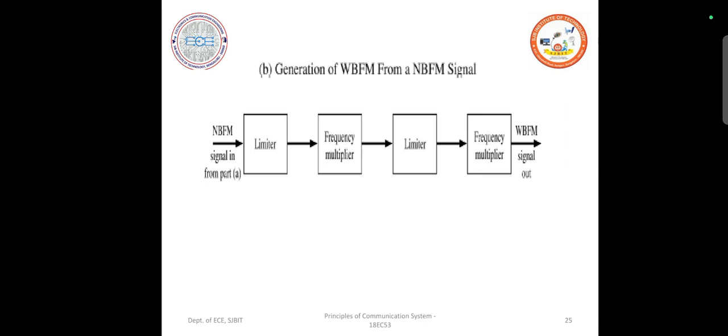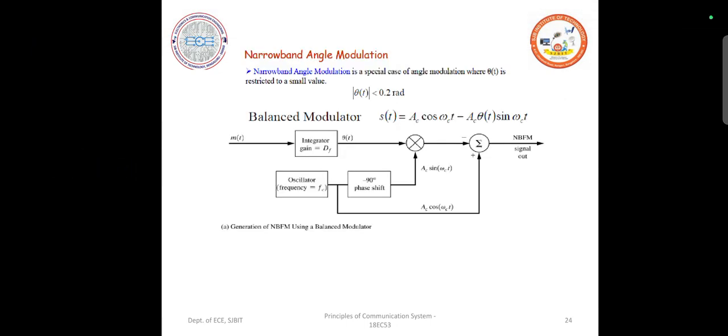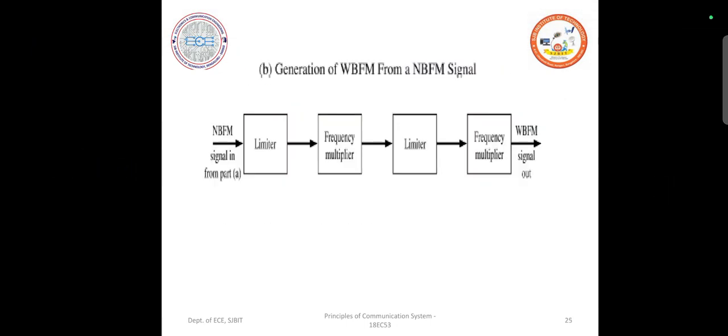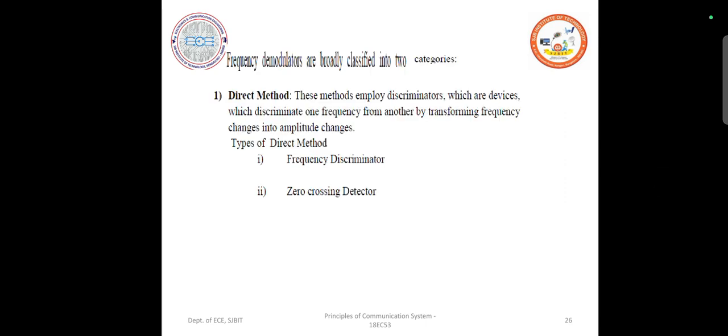Generation of a wideband signal is done like this. You have a limiter, a frequency multiplier, again a limiter and then a frequency multiplier. This kind of method is also called the Armstrong method, or it can be defined as an indirect method of FM generation. You start with a narrow band signal. The narrow band block is put right here. Using this, you generate a narrow band signal and then arrive at the wideband by applying many frequency multipliers with limiters, or I can say kind of mixers.